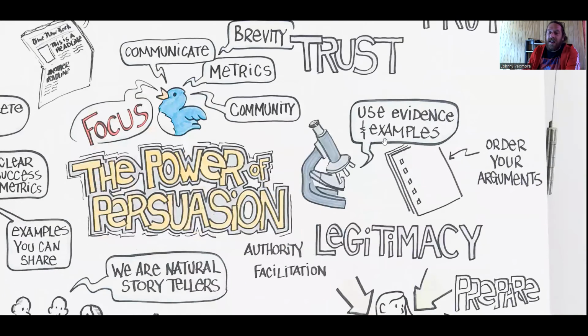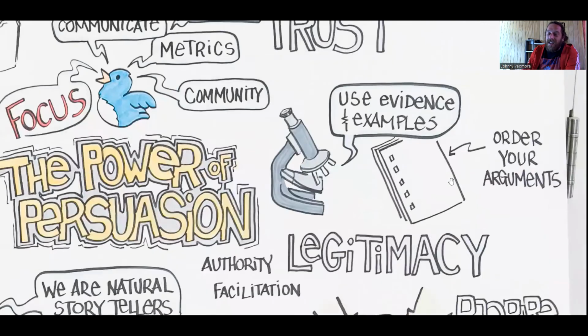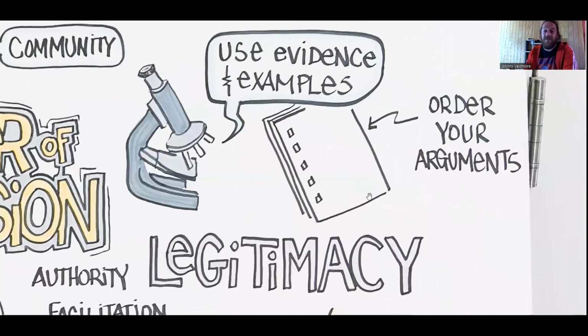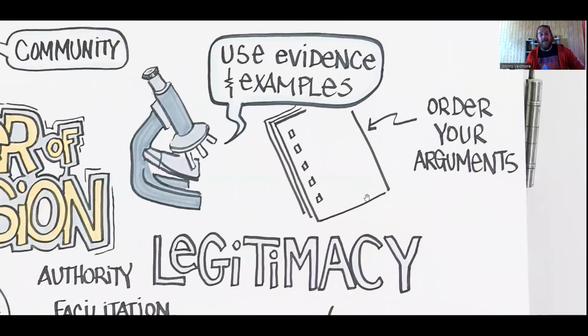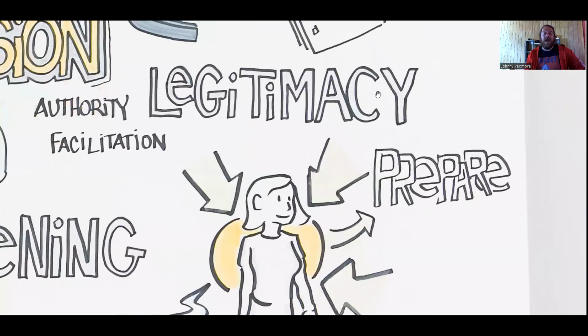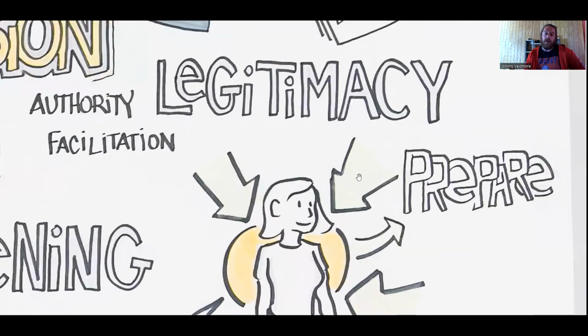Trust: use evidence and examples. Order your arguments. So that's what they want you to do. They want you to order your arguments. Use evidence and examples. Yes, but is that evidence carefully selected evidence? Are the examples carefully chosen examples? Order your arguments. But eventually, your arguments will be challenged. So under power, legitimacy, you've got authority and facilitation. So what can you do? And facilitation, you know, what can you get done? It makes you legitimate in this world, which makes sense to an extent.